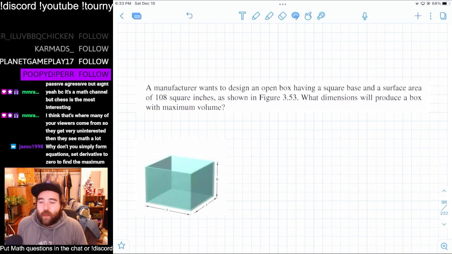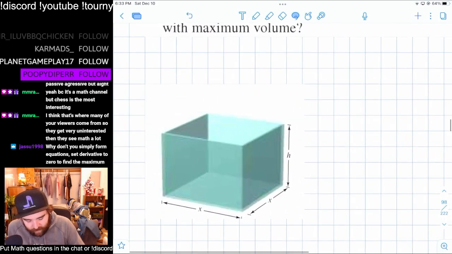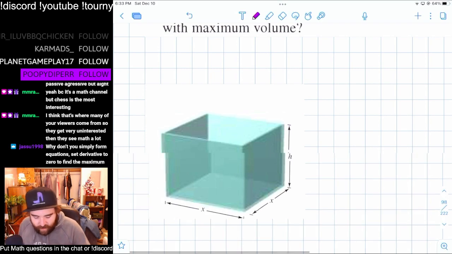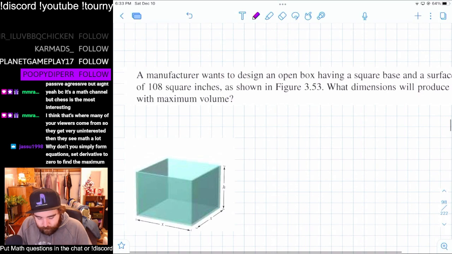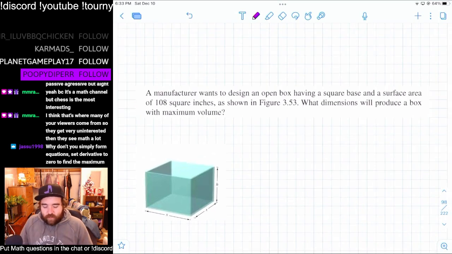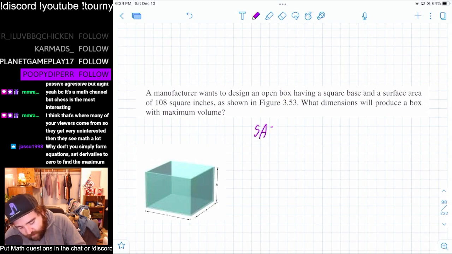All right, we're back. And we got the picture. So here's our box. It's got a square base. And you can see decently in their drawing that it's got no top. So we need to start writing our equations. So first off, let's write the equation for the surface area. So I'll write SA for surface area.